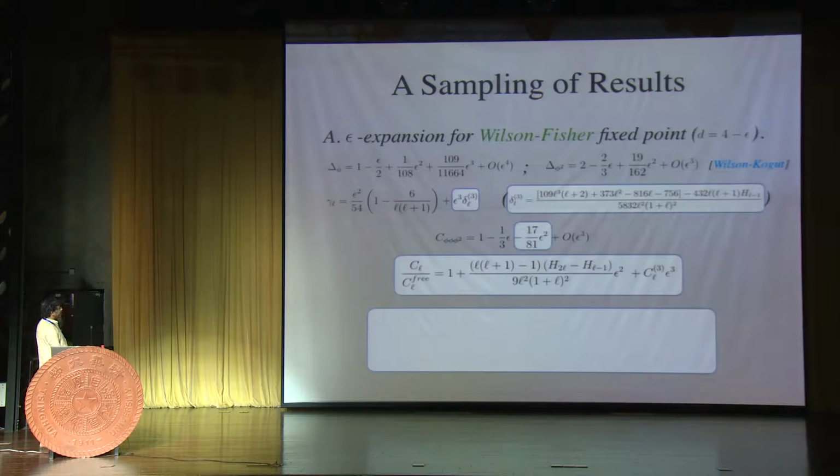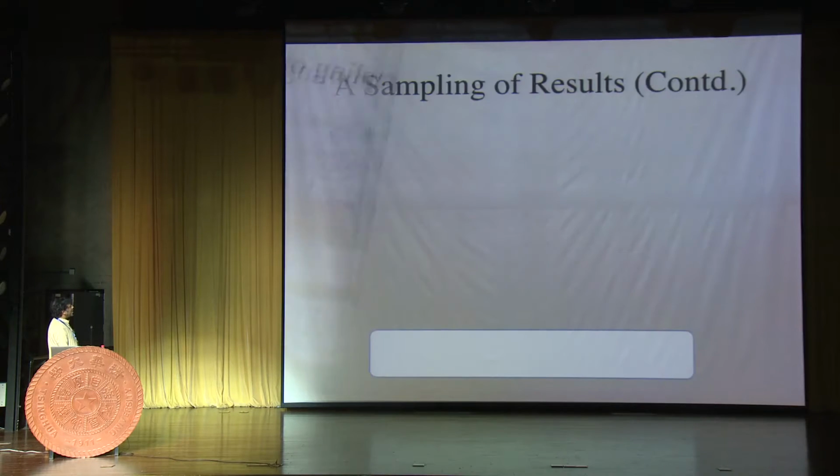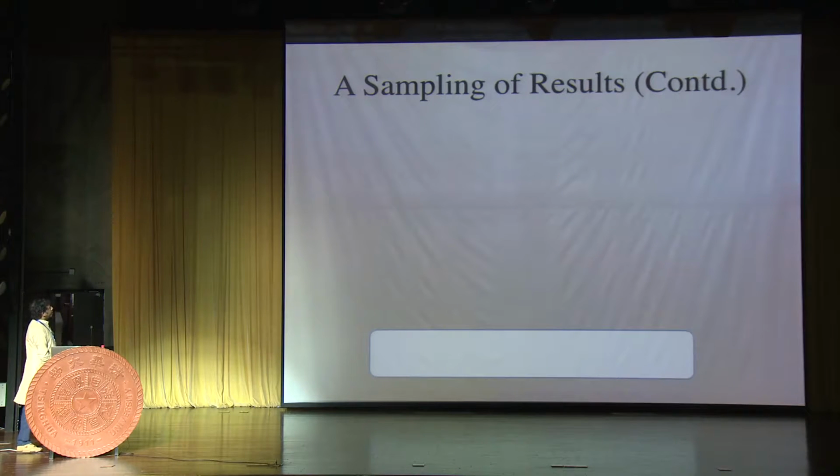In fact, we can find the OPE coefficients of phi with any higher spin L current, and at order epsilon squared the correction is reasonably simple. These h's are harmonic numbers. At order epsilon cubed, we have an explicit expression. It's quite hairy, but I'll just flash various numbers. You can compute it for any spin that you want. So that's the epsilon expansion.